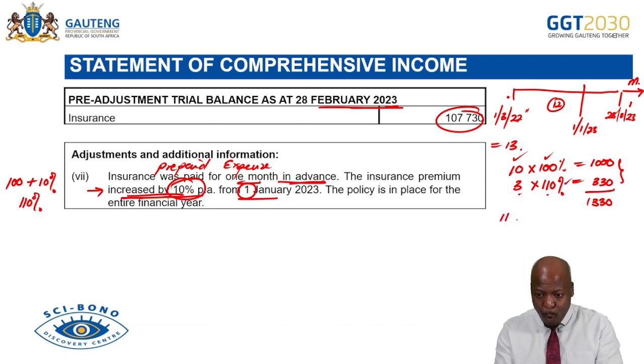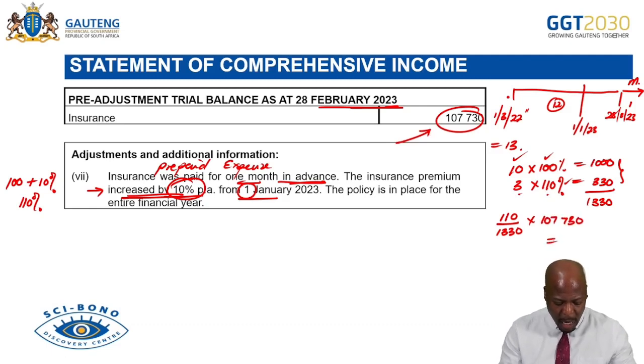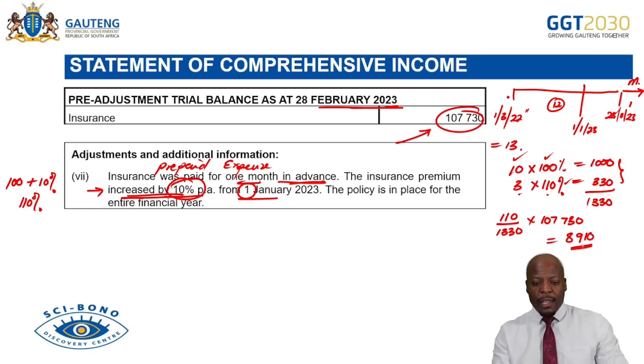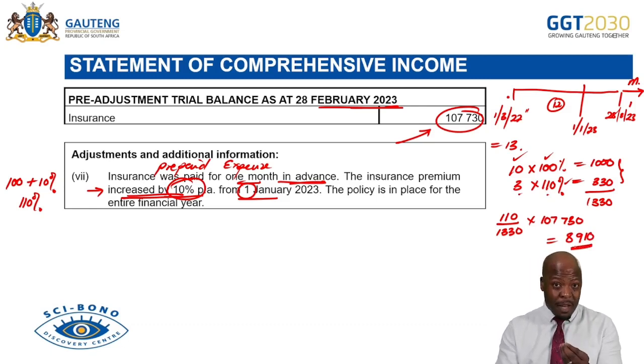So here you're going to get your 110 over the 1,330. You multiply it by your 107,730. Let's punch that in the calculators. I want to know how much we get. How much you get? 8,910. This, therefore, is the insurance premium that we have paid in advance for the month of March.